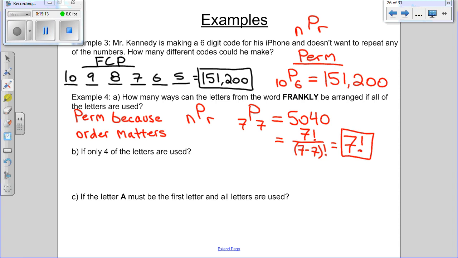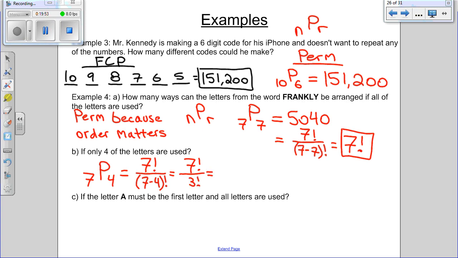Okay, B. What if only 4 of the letters are used? It's still a permutation. You still have 7 to take from, so it's 7P. But now, how many do you actually get to arrange? 4. Only 4 of them. If you put that into your formula, it would be 7 factorial on the top divided by (7 minus 4) factorial, which equals 7 factorial divided by 3 factorial. Or in your calculator, you just go 7P4.